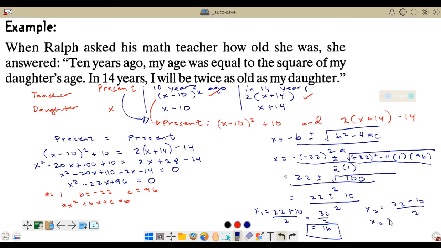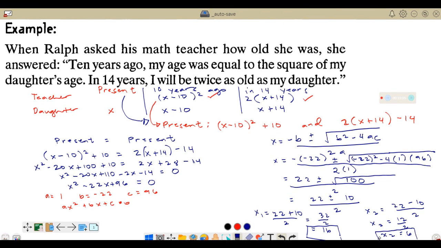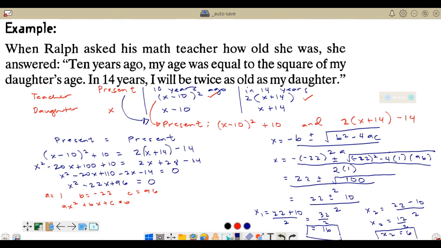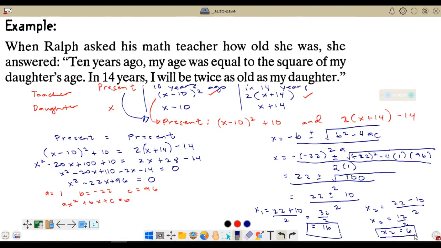We have here x squared is equal to, ilan to? 12 divided by 2, x squared is equal to 6. Okay, may dalawa kang value ng x. Pero isa lang dyan ang tama. Alin dyan ang susundin mong value ng x? Kasi from here, you will identify kung ano ang totoong age ni teacher in the present. So, ang age ni daughter in the present is either 16 or 6.